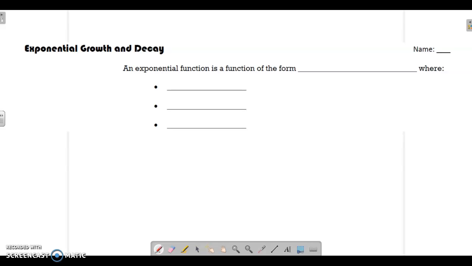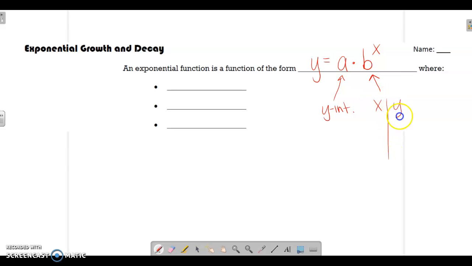This tutorial is going to show you about exponential growth and decay. And yesterday you looked at exponential functions in general. So an exponential function is of the form y equals a times b to the x power. And we found out yesterday that this a value tells you your y-intercept, and this b value tells you the number that you multiply by y on each of your tables.